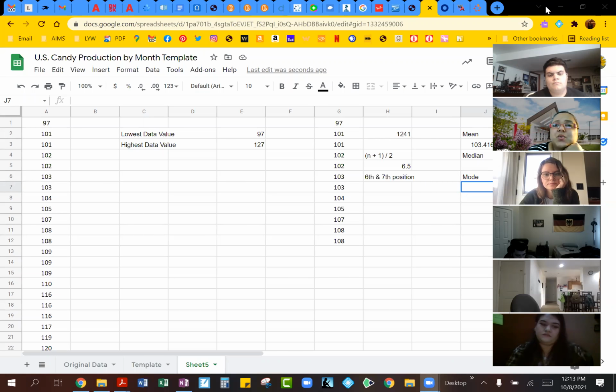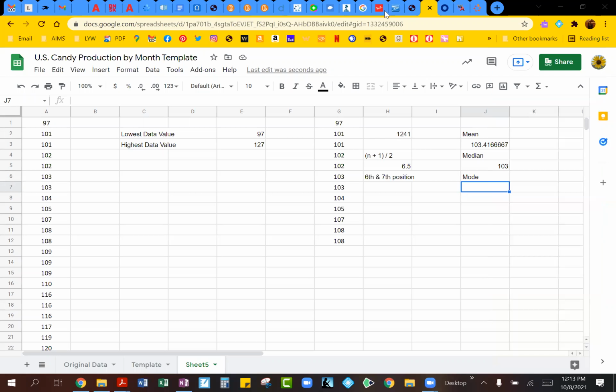Very nice, Cynthia. So what happens with mode, guys, is you can actually have multiple modes. Sometimes we have unimodal, which means you only have one mode. Bimodal would be two modes, and then multimodal, which is what this example is. You can have multiple modes, so like you said, 101, 102, 103, and then the last one, 108. So this would be multimodal.